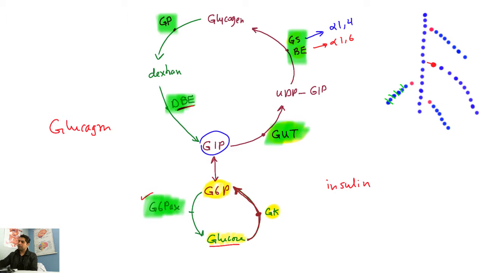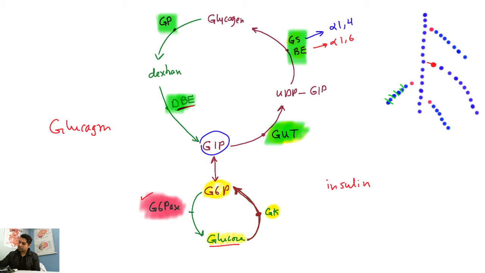Okay. Now, the only enzyme that's only found in the liver but not in muscle is this one, the one I'm going to color red. It's found only in liver. Only in liver. Because the function of liver is to do what? Increase blood glucose level, right? The function of muscle glycogen is not to increase blood glucose level. It's to make ATP.